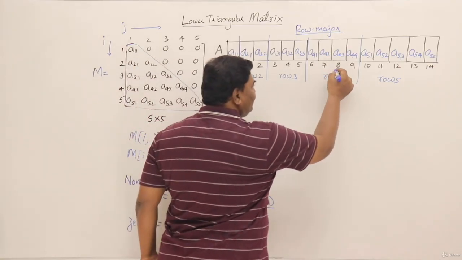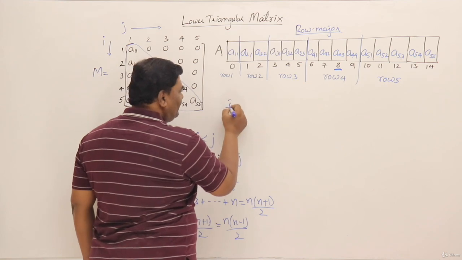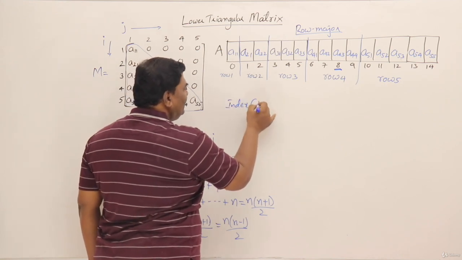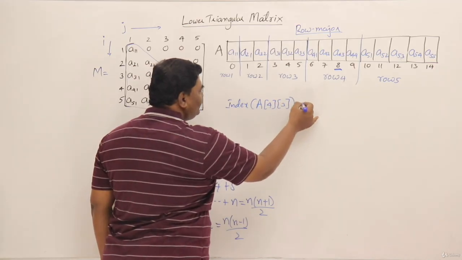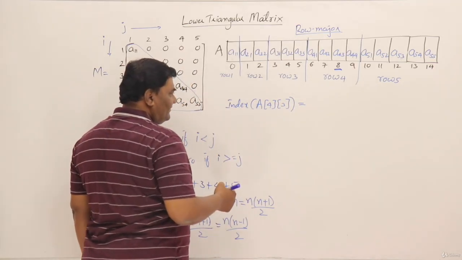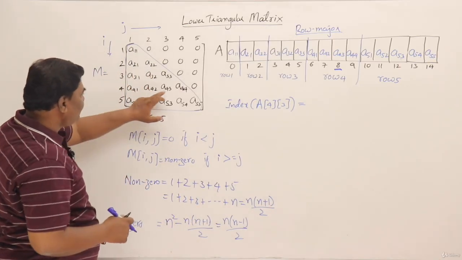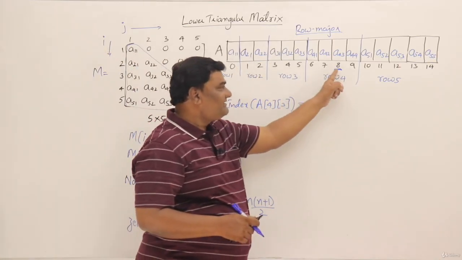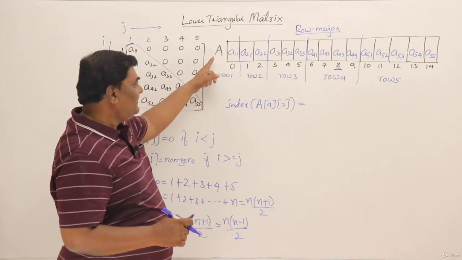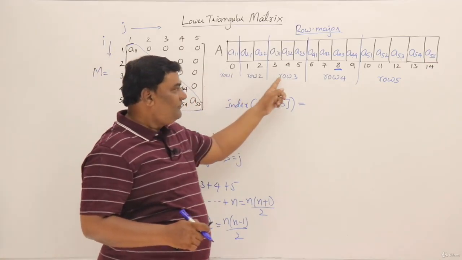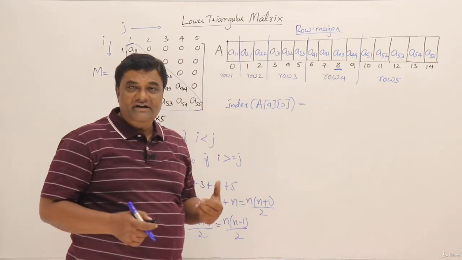If I want to reach this element, then what should be the index of A of 4, 3? Here it is 4, 3, but in this array its index is 8. So I should get 8. So if I start the array from index 0, I have to move 8 indices to access this one. So how do we know how many indices we have to move?